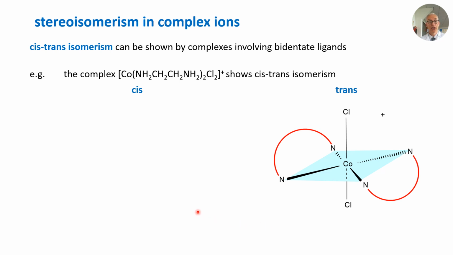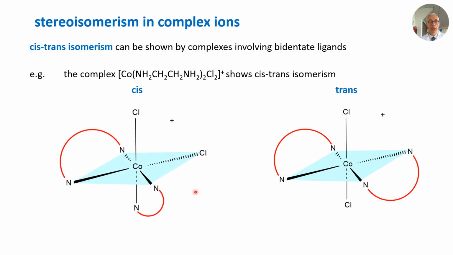Okay, so to reveal the cis isomer, we have the chlorines with a bond angle of 90 between them, and here the chlorines have a bond angle of 180. So trans 180, cis in these octahedral arrangements indicated by a bond angle of 90. So we can say that in the cis the chlorines are on the same side, whereas in the trans, the chlorines are on opposite sides of the cobalt.